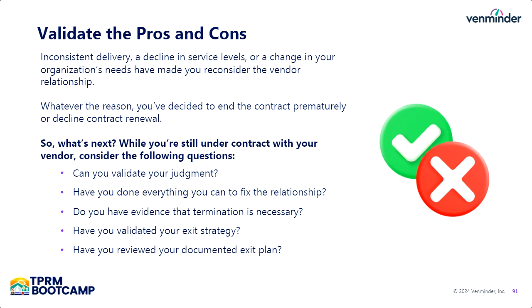All right, let's assume that a vendor has done something that makes us want to terminate that contract. Whatever that reason is, we want to end that contract prematurely. So what do we need to do? Well, the first thing we need to do is validate our judgment. Is this the right thing to do? Have we done everything we can to fix the relationship, work on the performance, given them ample opportunities to correct the problem? Do we have documented evidence that termination is necessary? Can we show that they've failed the performance, violated the regulation, etc.?